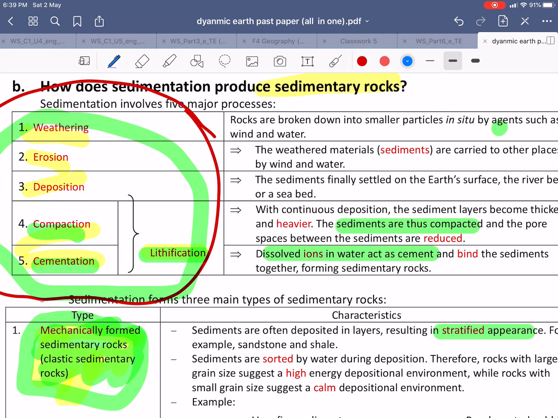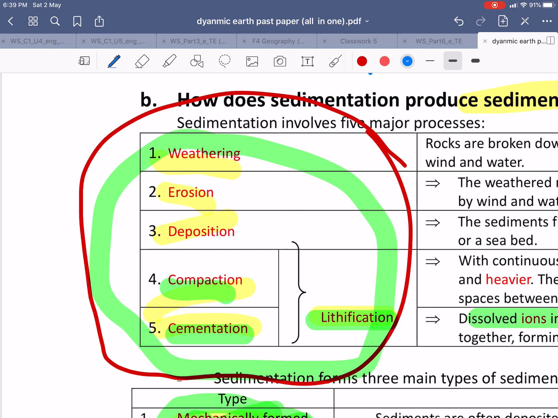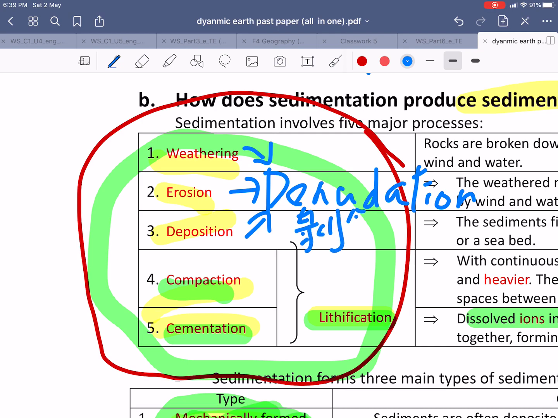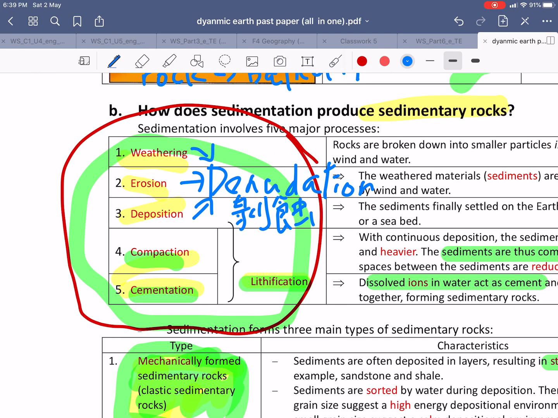How is it formed? Generally, with denudation plus lithification. What is inside denudation? You may have heard in the previous lesson already. Denudation incurs weathering, and then erosion, and then deposition. These three things joined together we call denudation, 剝蝕作用 in Chinese. We're talking about wearing of the rock and taking it away from its source and then redepositing it in other places.